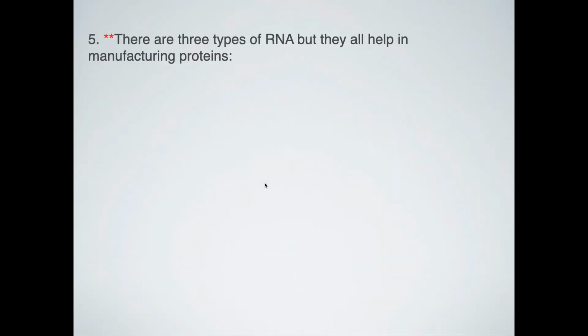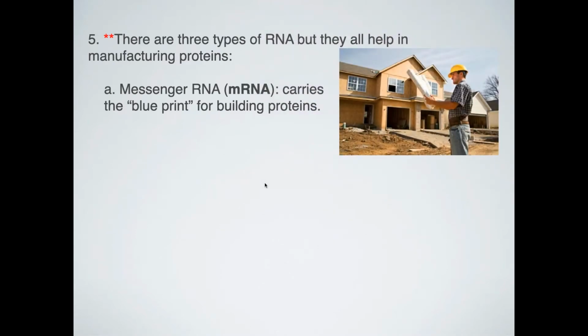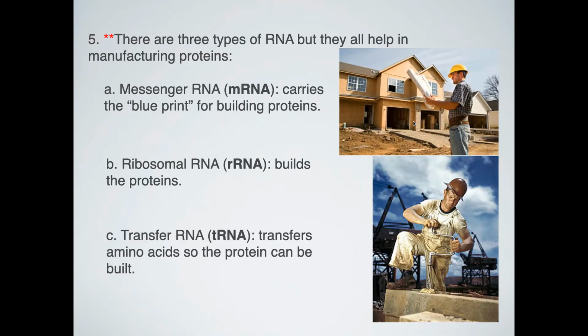Now, there are 3 types of RNA, but they all help to do the same kind of thing. So we have messenger RNA. They carry the blueprint for building something. So I always say that's kind of like the foreman of the building project, right? They have the plan, they have the blueprint, they know what's supposed to get made. Ribosomal RNA, otherwise known as rRNA, they're the actual workers that build the protein. So they do the actual work, though. And then tRNA, or transfer RNA, they're the ones that transfer amino acids to the protein. So those are like the tools.